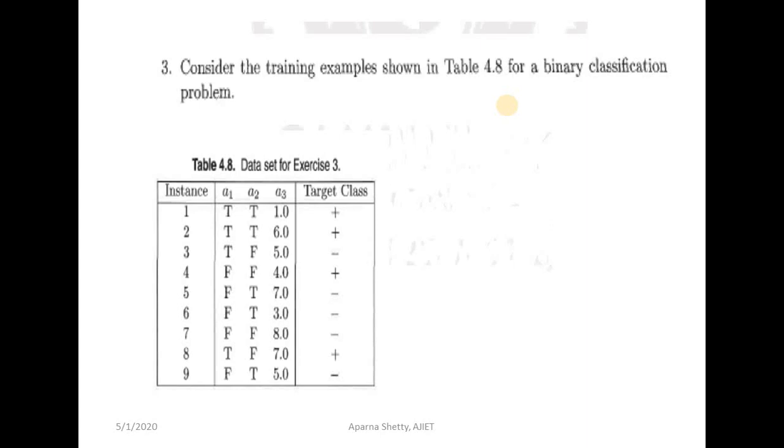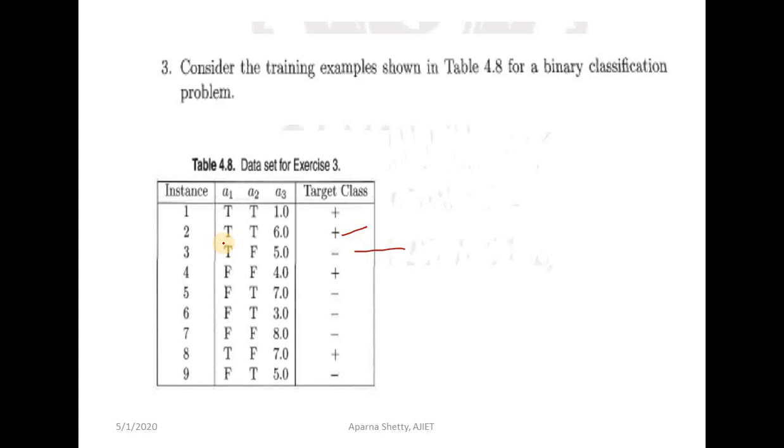Let us see the next problem here. Take down this table. Consider the training example shown in the table for a binary classification problem. Here it is a binary classification problem, so I want everyone to take down this table. There are 3 attributes here, A1, A2, A3, and there are 2 class labels. The target class has 2 class labels, which are plus and minus.